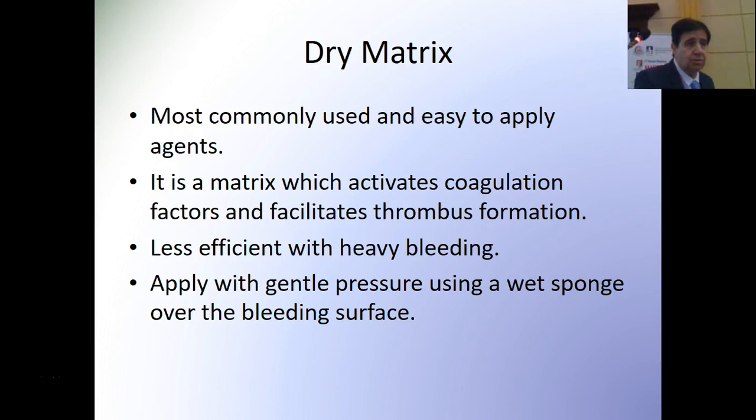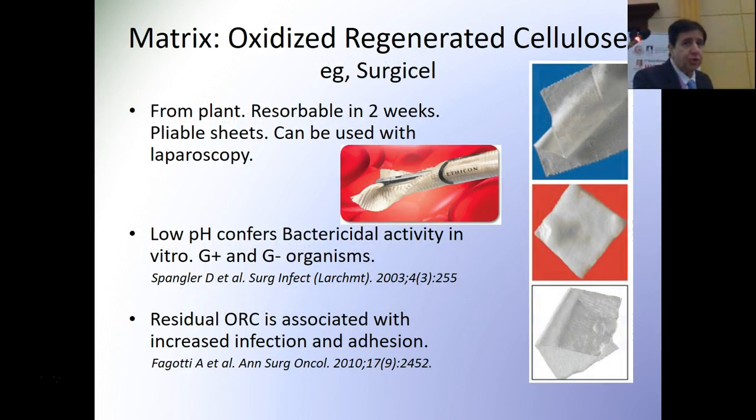Usually, we need to apply it with gentle pressure using a wet sponge over the bleeding surface. When we finish applying it and remove our pressure, try as much as possible not to remove the agent with it, because then you will lose your coagulation effect. What are those? First of all, I will talk about the oxidized regenerated cellulose, which we all are familiar with.